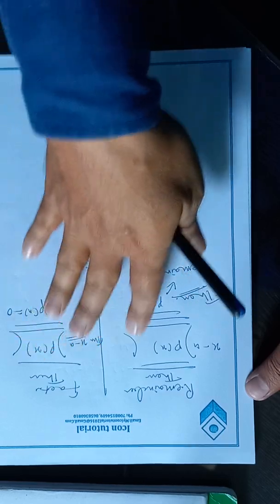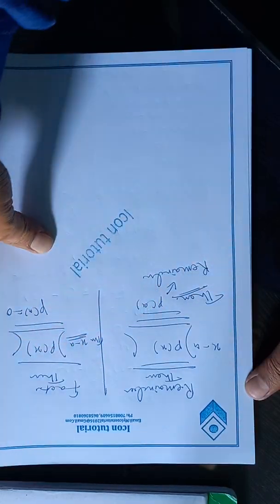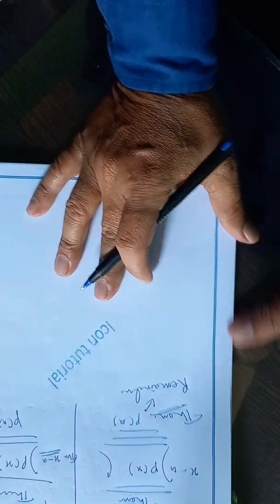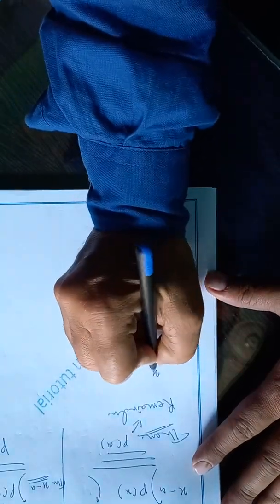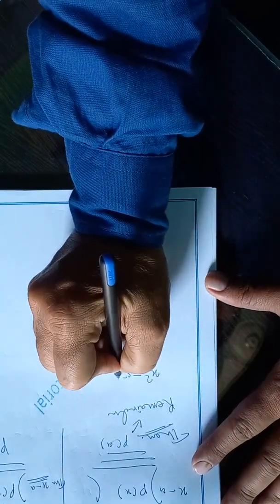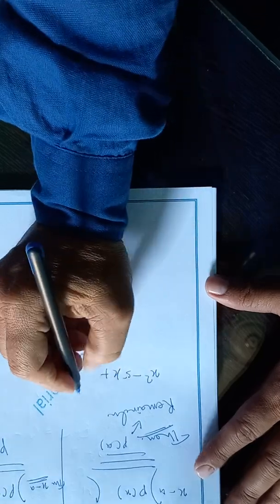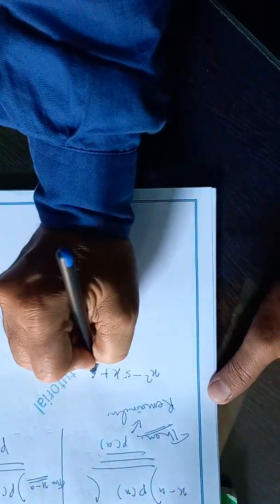Okay, so I'll give some questions, and based on that you can do other questions from different sources and different books. Just one more question I'll do, then it will be finished. So suppose x square minus 5x minus 50. What will the answer be?